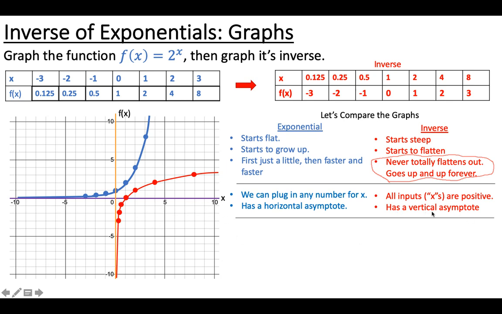So the inverse has a vertical asymptote. They both have a boundary line, but this inverse's boundary line is vertical, straight up and down. So it has one, but it's different. It's the opposite. Okay, so this inverse is so special that it has its own name, and it's called a logarithm. We've done inverses before. We're just taking this inverse and giving it a name, and that name is logarithm.